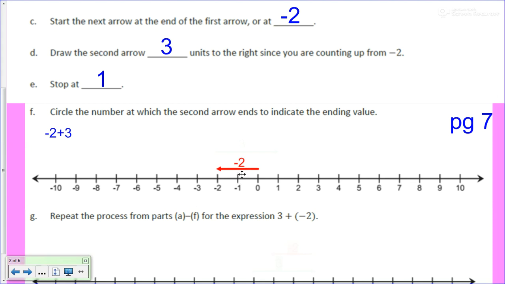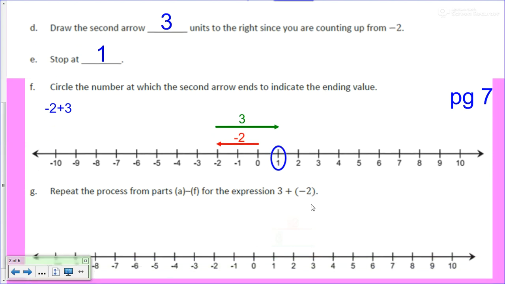And notice that I also put the number -2 on my arrow, or that vector, so that I remember what I'm doing. And then as we talked about in the steps above, we're then going to draw our second arrow, starting at that -2, going 3 spaces to the right, that absolute value. And again, I drew that number 3 above my arrow to signify the numbers in my equation or my expression. And then when I'm done, it does say to circle the number at which that second arrow ends, and that's going to help us know where we stop or what our sum is. So I'm going to circle that positive number 1.